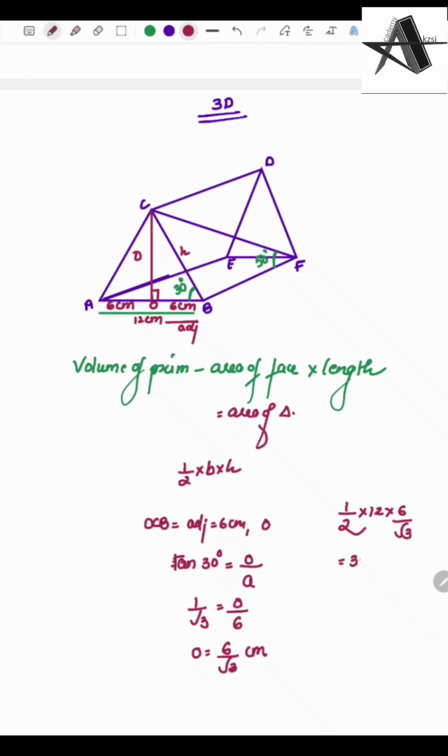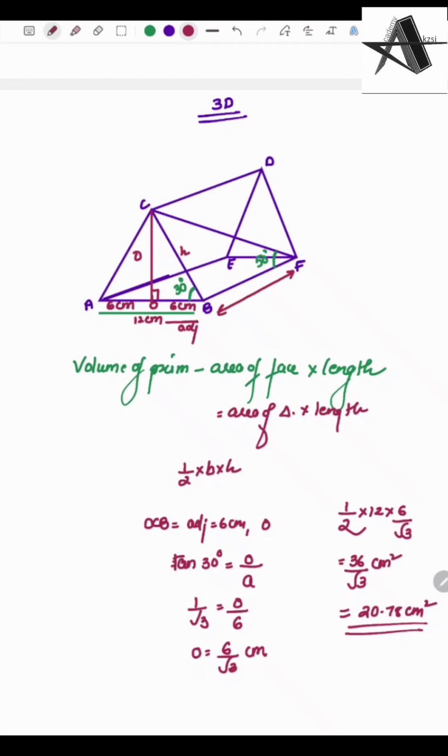Answer is 36 over root 3 centimeters squared, or in decimal, this is 20.78 centimeters squared. Now the next step is to calculate the length up to which this whole prism, or each face, has been stretched. That means we have to calculate this length.